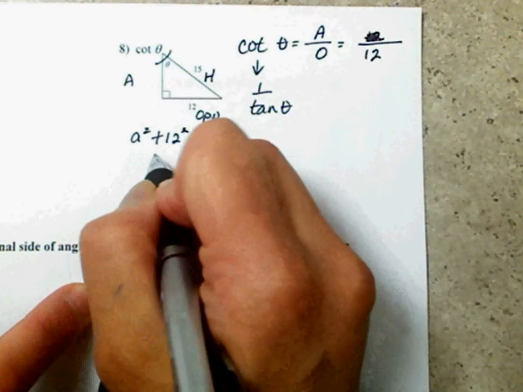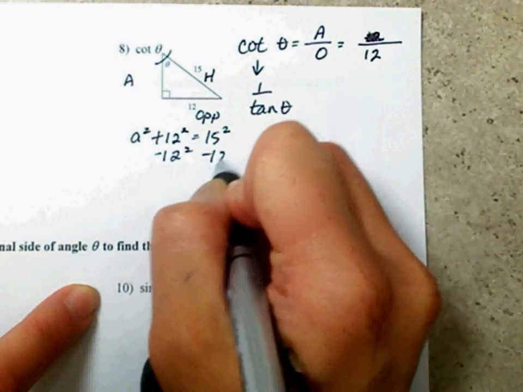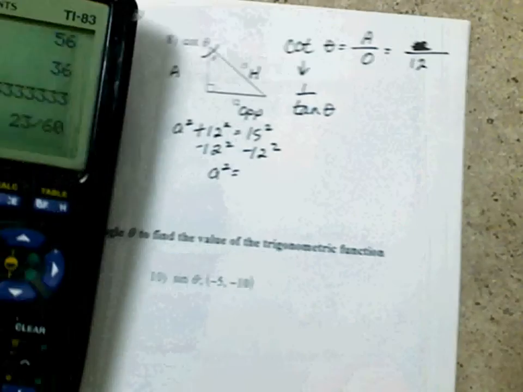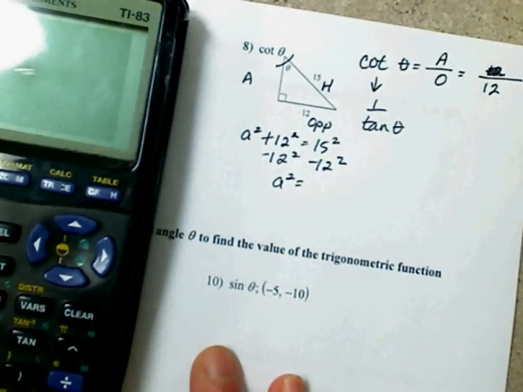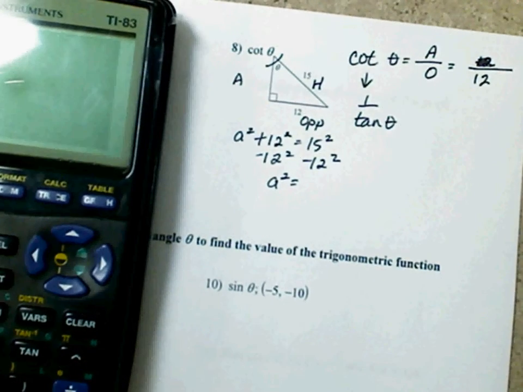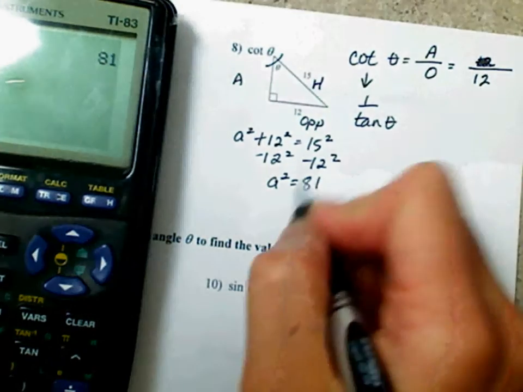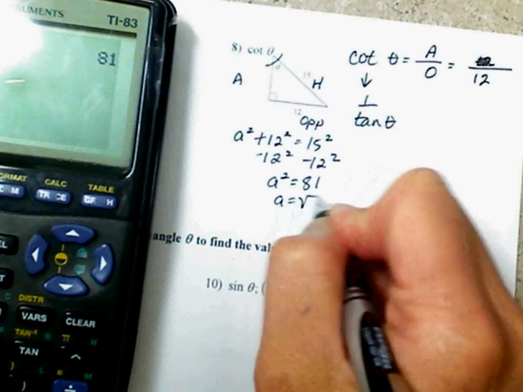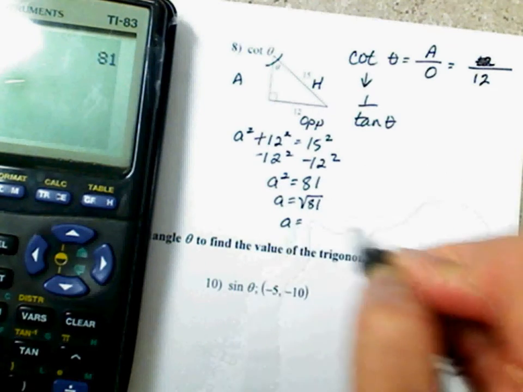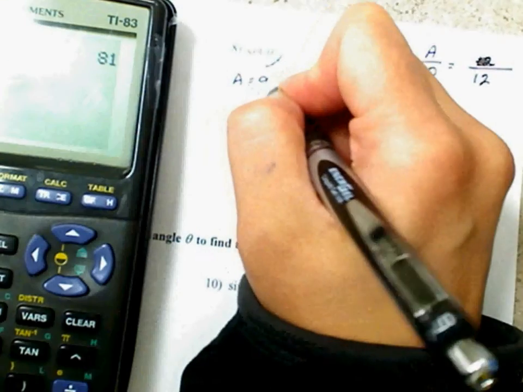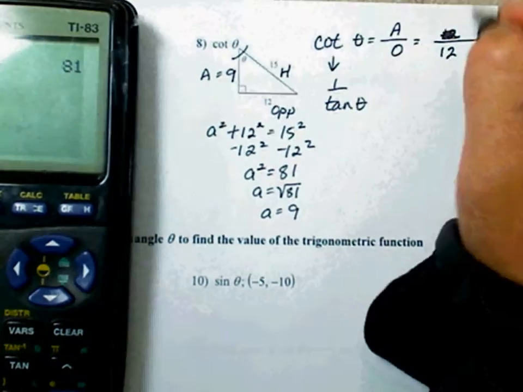Minus 12 squared, minus 12 squared. So a squared is equal to 15 squared minus 12 squared, which comes out to be 81. Take the square root of 81. We are measuring distance. It will always be positive, so a is 9. So now we know this is 9. So 9 goes up here, okay?